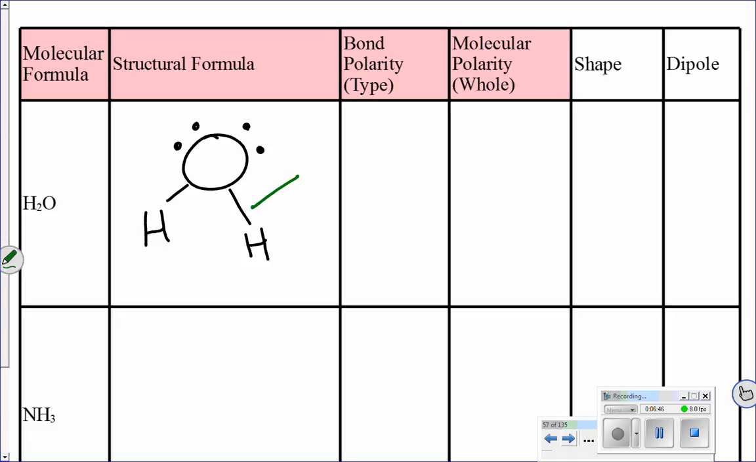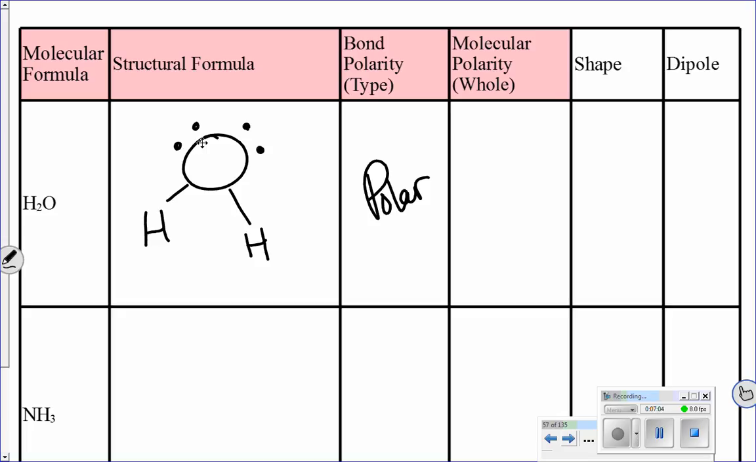When we look at our individual bonds, our bond polarity here is going to be polar. The reason for this, oxygen and hydrogen have different electronegativities. Hydrogen's is about 2.2 and oxygen's is about 3.6, I want to say. So it's an uneven sharing of electrons.